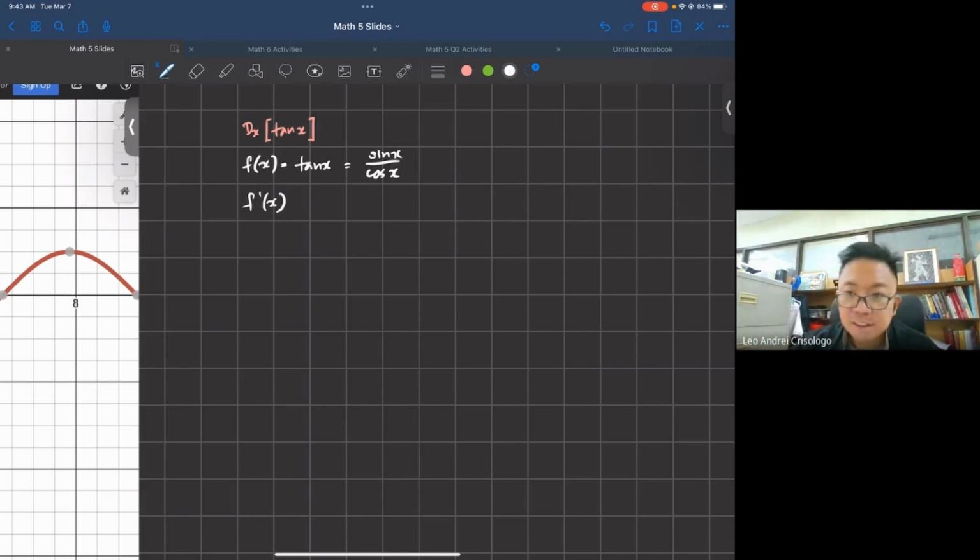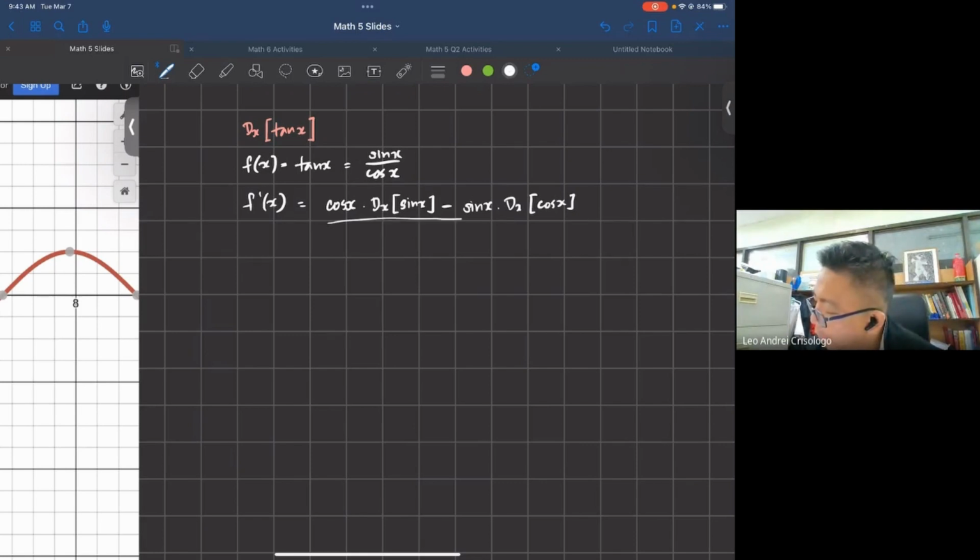So, f prime of x, let's recall the quotient rule: low d-high, meaning the denominator times the derivative of the numerator. Low, so cosine x, times the high, the derivative of the numerator. Let's write it like this first. Minus high, d-low, meaning times the derivative of the denominator, over low, or over the denominator squared. Now, the derivative of sine x is cosine x, so we go straight to that. And the derivative of cosine x is negative sine x, all over cosine squared x.